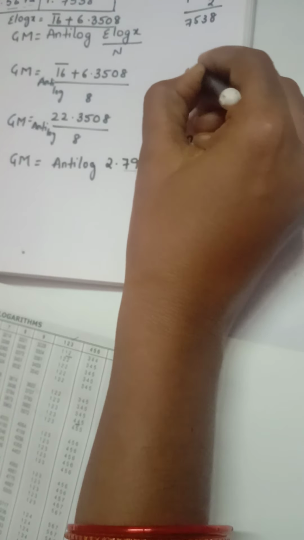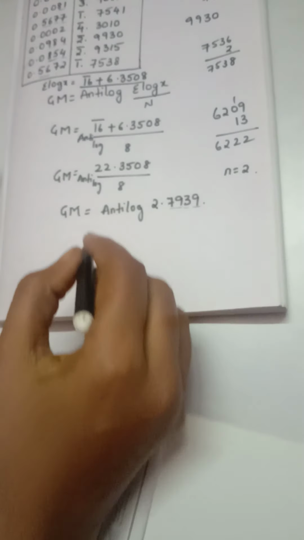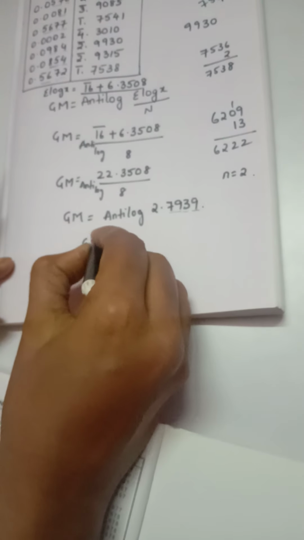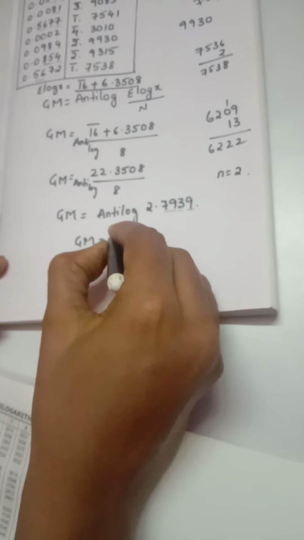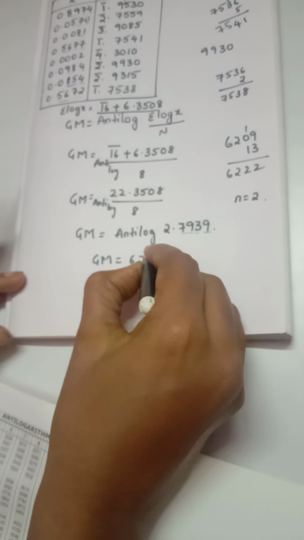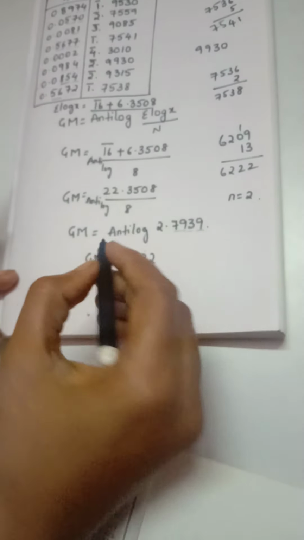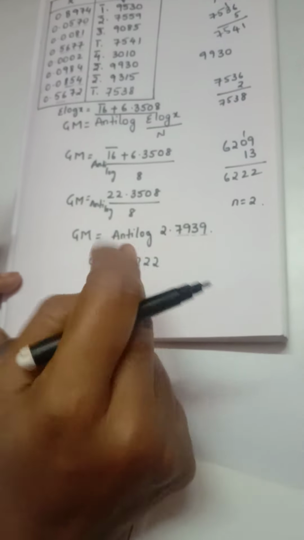6209, mean difference value is 13. So how much will it be? 12, 1 carry, 2, 2, 6. So your answer is geometric mean is equal to 6222. But how to place the decimal point?